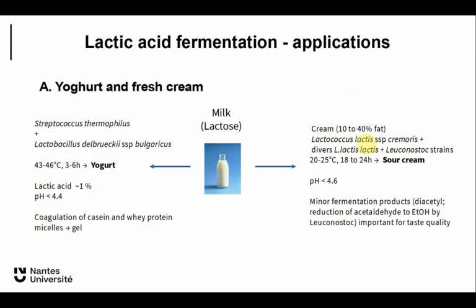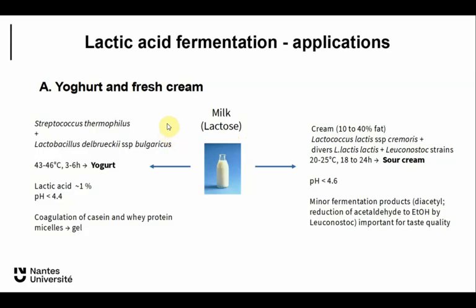Now that's very useful for making things that we like to eat, right? The first of the three examples here is making yogurt and fresh cream. I guess it would be called sour cream in English. This is my automatic translation of crème fraîche, sour cream. So if you get milk, it doesn't keep very long, especially if you don't have a fridge. And the sugar in there is lactose.